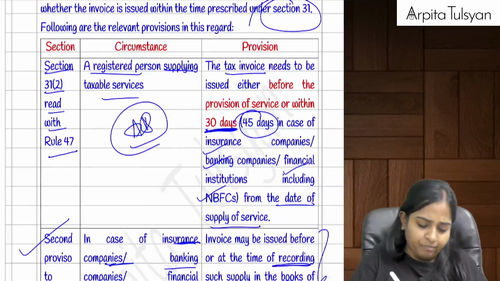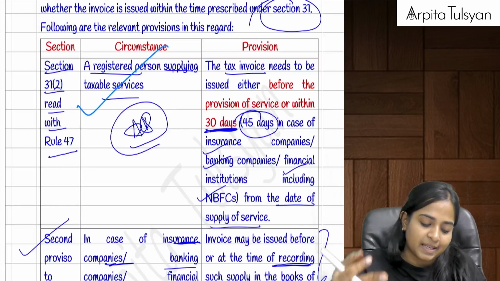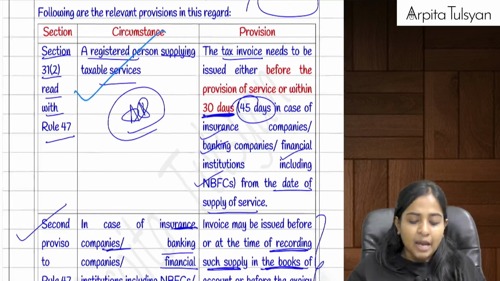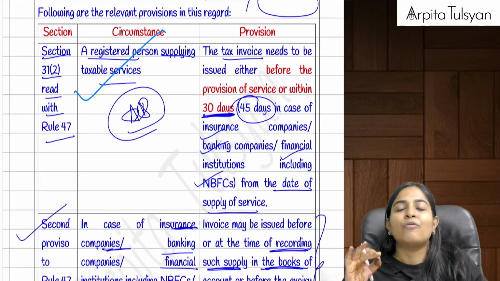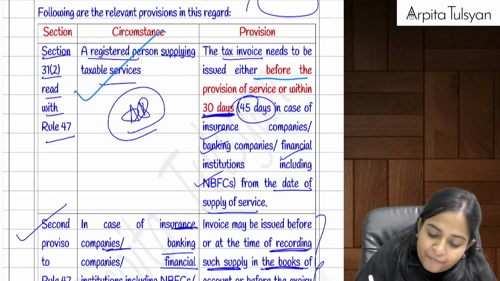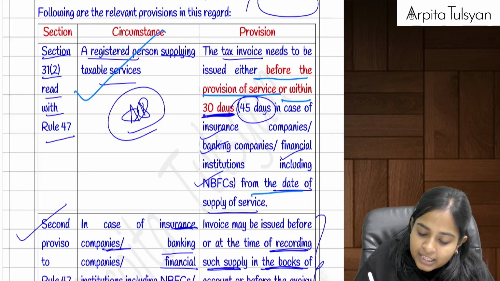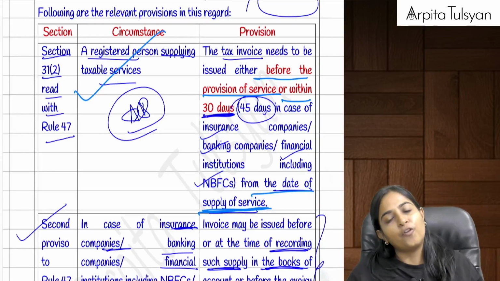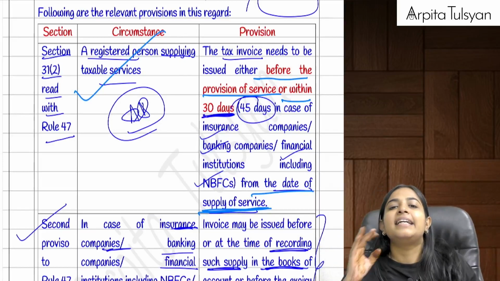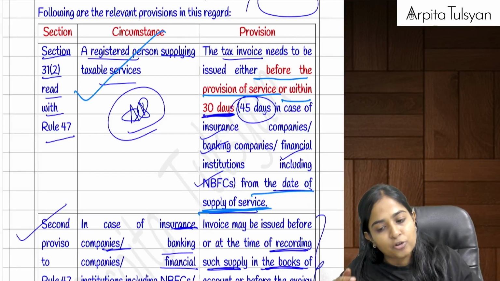Normally, this is a normal service. A registered person is supplying some taxable services. We are talking about normal service that has been provided here. So in that case, the tax invoice needs to be issued within a time period of 30 days, either before the provision of the service, that is before the completion of service, or within 30 days from the date of supply of service. So at most, we have to issue the invoice within 30 days from the date of supply of service. On or before this period, the invoice needs to be issued.